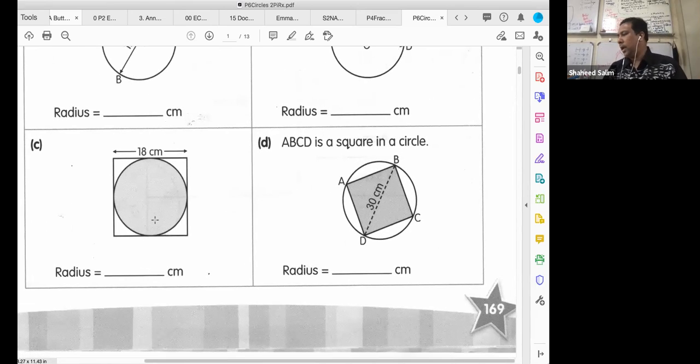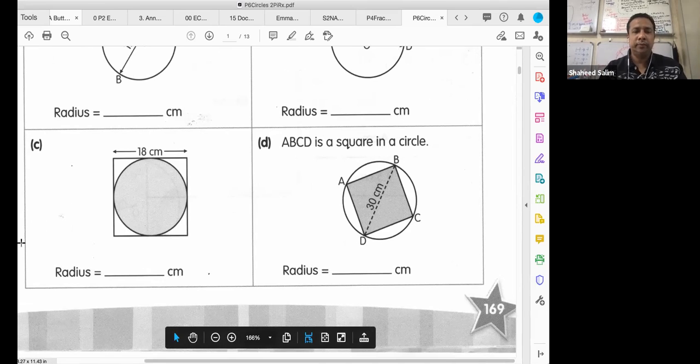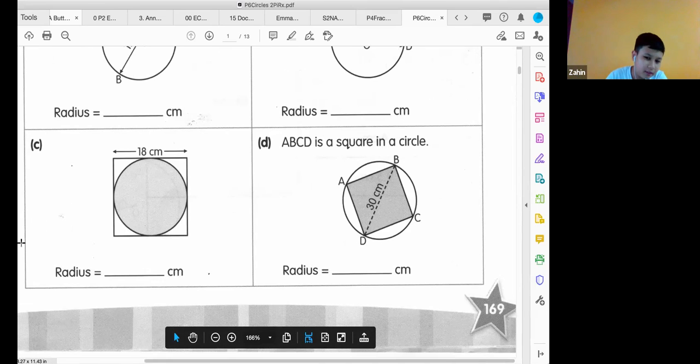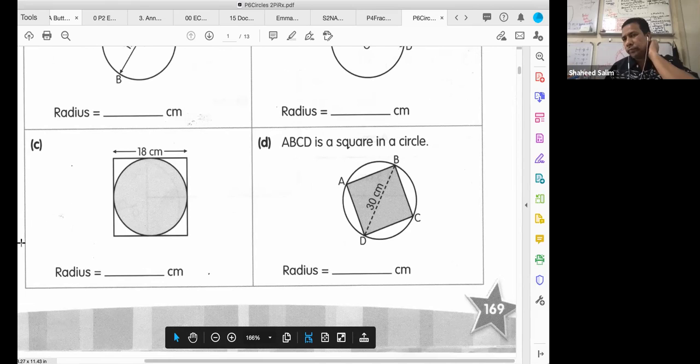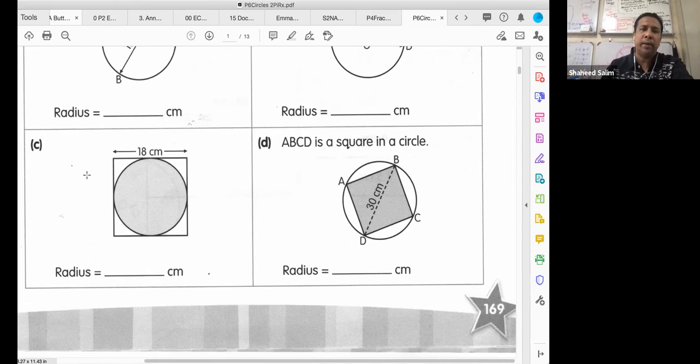What about C? Ilhan, what about you, C? C for cookie. C for Chiayo. Ilhan disappeared. Okay, never mind. Zahin, what's the answer for C? 9. And D? What about D? 15. Okay, well done.